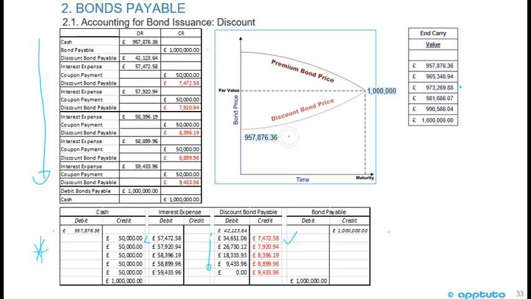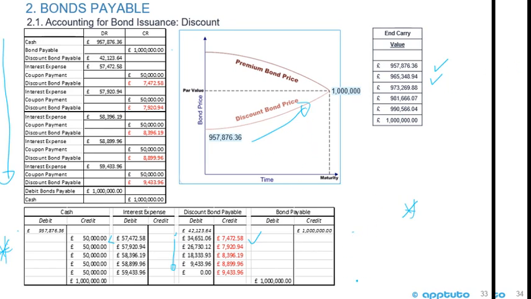And so the carrying value of my bond is increasing from 957,876.36 to 965,348. I'm being pulled towards the par. So again, on this slide, it's all the same data as the previous table, but I've just put it into the debits and credits and my T accounts for the general ledger accounts, and again showing the ending carrying value as it's being pulled to par.